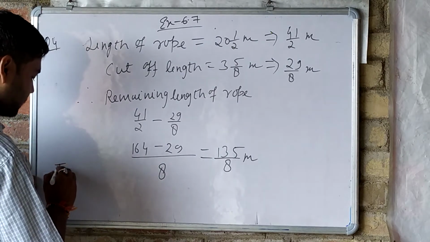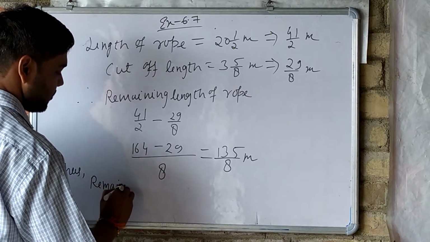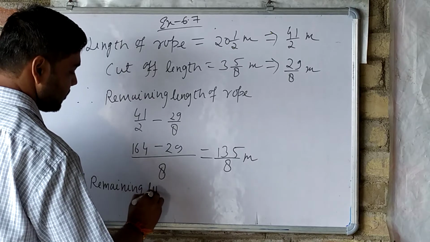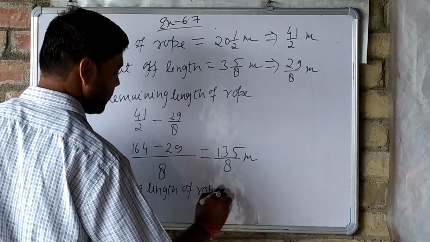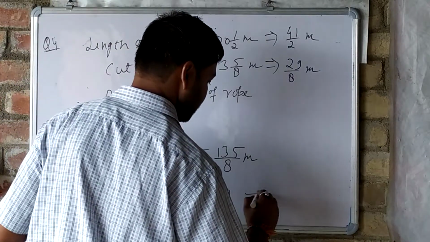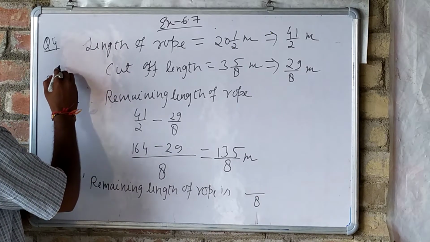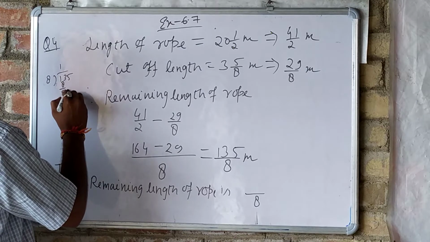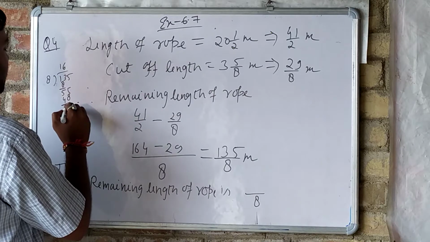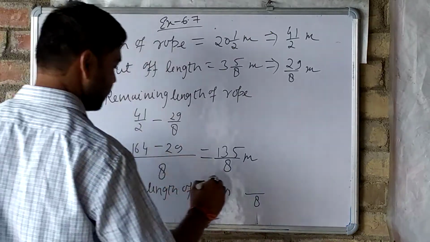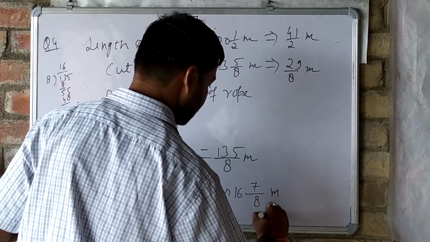So how do we write the answer? Thus the remaining length of rope is 16 whole 7 by 8 meter. We will divide 135 by 8 to get the mixed fraction. 8 1s are 8, 55, 8 6s are 48, remainder 7. So 16 whole 7 by 8 meter is the answer.